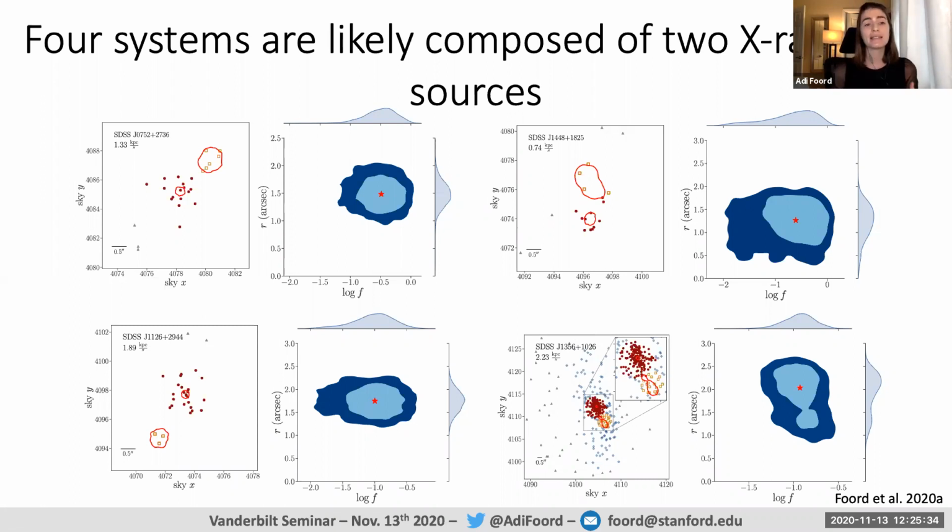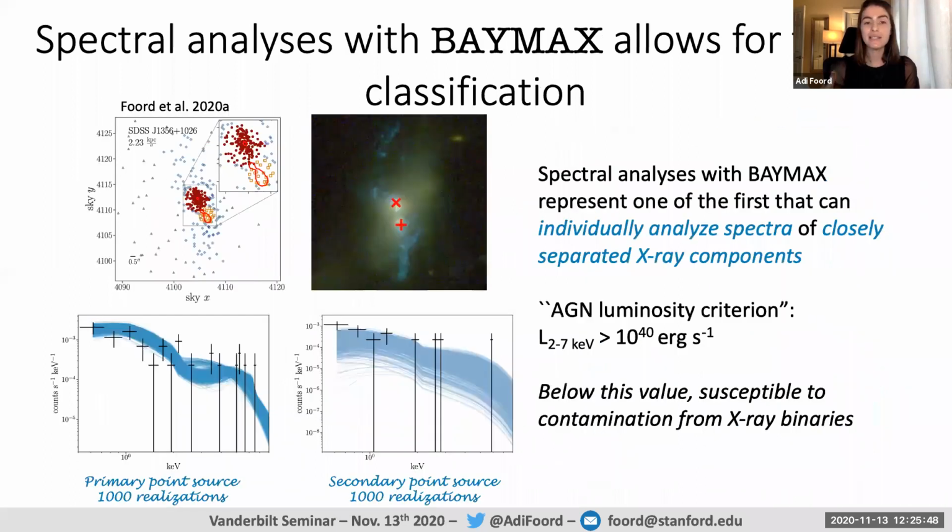So because BAYMAX can probabilistically assign each count to a different model component, one can actually sample from the posterior distributions and create many different spectral realizations of each component. So this is really cool because the spectral analyses with BAYMAX represented one of the first that could individually analyze spectra of closely separated X-ray components. And a spectral analysis is also very useful because you can analyze things such as the flux ratio, whereas the posteriors returned by BAYMAX gives you information on the count ratio. So this is an example for one of the mergers in the sample. This is the merger that had that diffuse emission. So you see it here in the X-rays, and you also see it here in the optical image.